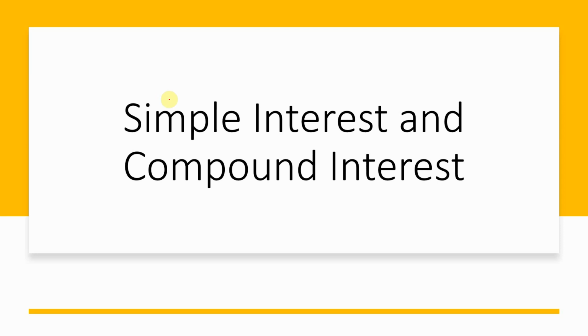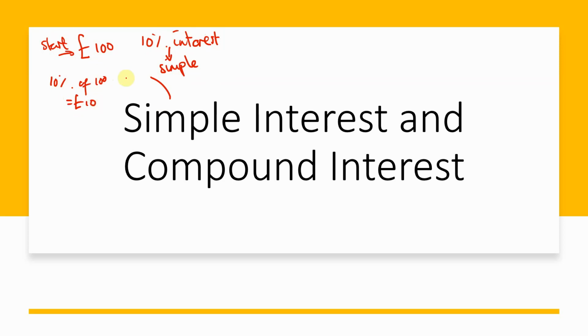So say I have £100 in my account, and they tell me that I get a 10% simple interest. That means I'll find 10% of my starting value. So 10% of 100, which equals £10, and I will just get £10 every year. So after year 1, I'll have £110. After year 2, I'll have £120. After year 3, I'll have £130, and so on. It doesn't matter what I have in my bank account after that, I will just get the 10% of my starting value every single year.